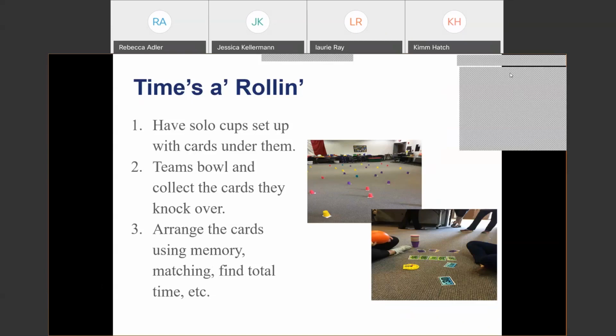So you would take an established amount of color-coded solo cups, and under them you would randomly put these different times. So whether digital time or if it's in word form for half an hour, quarter after. Your teams would bowl and collect the cards that they knock over. So if I'm on the red team, I'm aiming to just bowl the red cards and collect those cards.